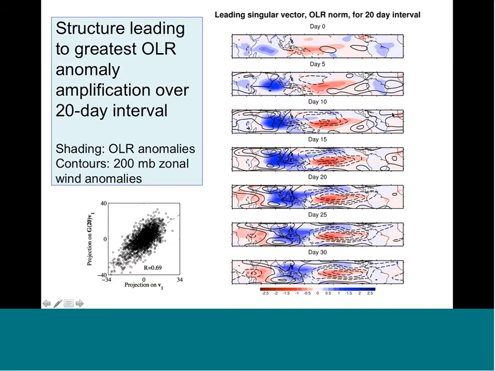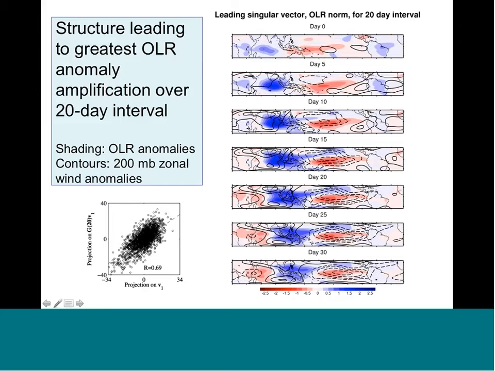All right, so this is an example of a structure which grows most rapidly over a 20-day time period. In other words, this is the initial condition, and the shading here shows an OLR anomaly and 200 millibar winds, although obviously there are other fields as well. And this evolves in the context of the LIM in this way. So OLR is amplifying over 20 days, and in this case the winds are as well. And so this might be expected to be the most predictable initial condition for a 20-day forecast. That's basically the idea in the LIM.